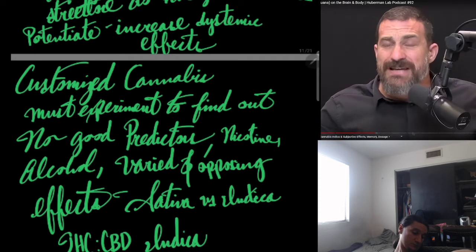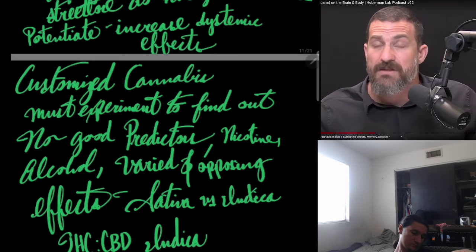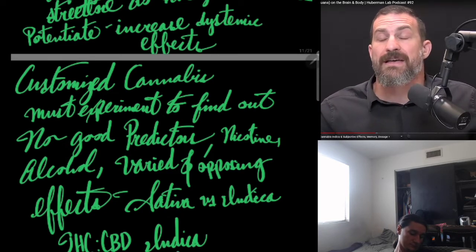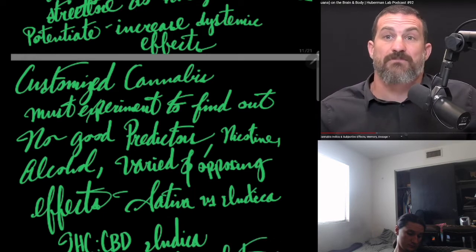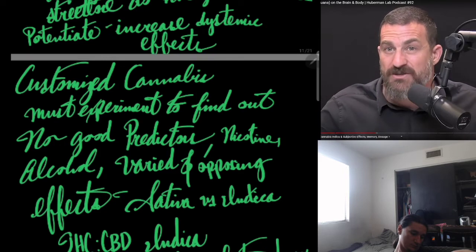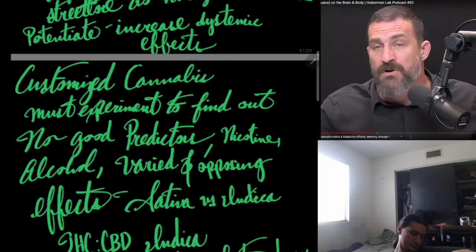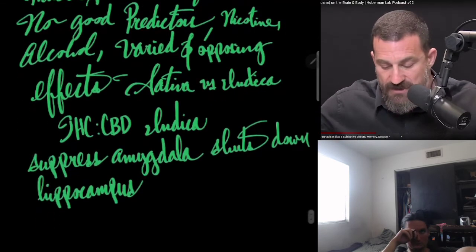But it also tends to shut down the hippocampus, an area of the brain associated with memory, which is why indica varieties lead to pronounced, or I should say profound, deficits in short-term memory and sometimes in long-term memory as well if it's consumed over long periods of time. We'll talk about short, medium, and long-term consumption, occasional consumption going forward.